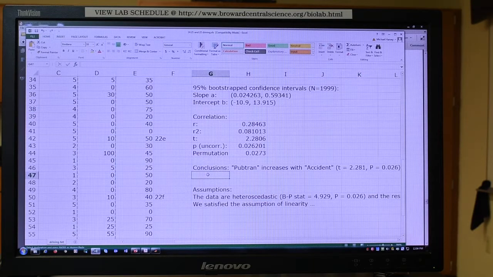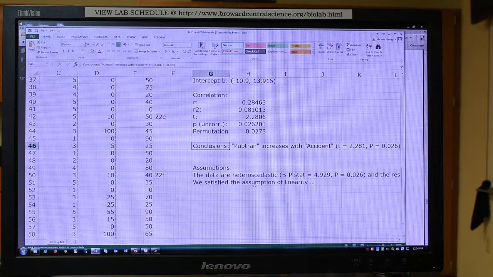So this would be the conclusion. Public transportation increases with accident, how often somebody believes an accident will occur. And then you put the t-statistic and the probability in parentheses. Notice we don't say this is significant. We don't use the word significant. We say the direction of the effect. They both are increasing because it's a positive correlation.